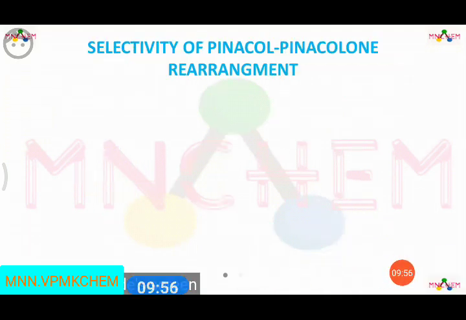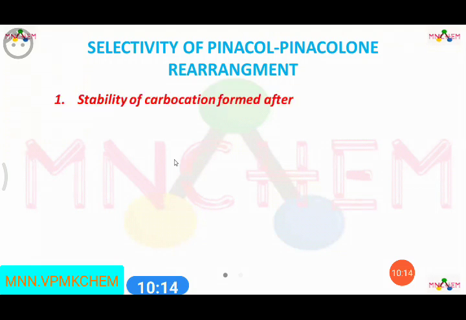Next, when we talk about the unsymmetrical pinacols and the different possibilities of product formation, we need to consider the selectivity observed in this Pinacol-Pinacolone rearrangement. For that, we need to consider a few key aspects of this mechanism. First, in the first step, the stability of the carbocation formed is very important, which governs or directs the product formation.